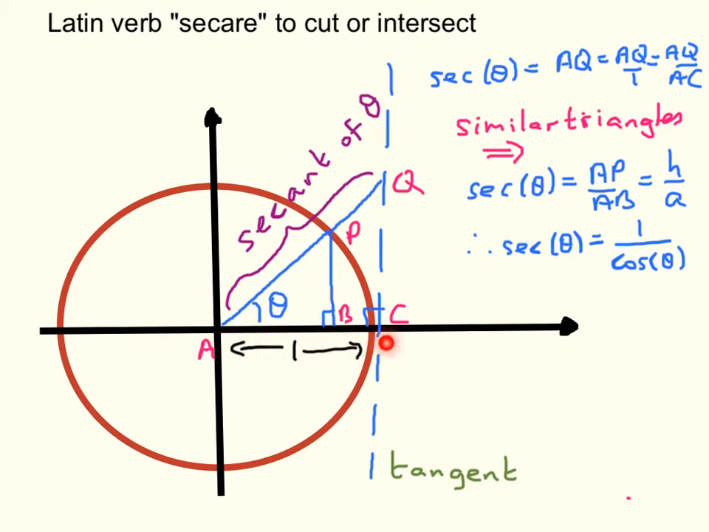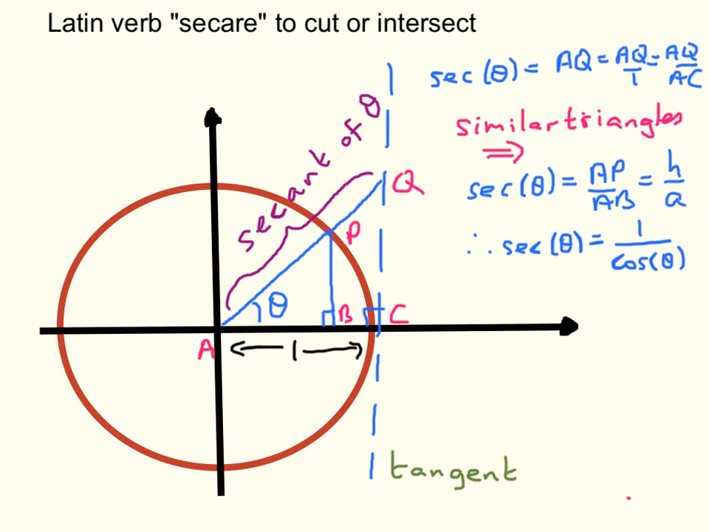So the radius of the circle, AC, is 1, and the secant is this length, AQ. So sec theta is AQ, that is AQ over 1, and by looking at the similar triangles, AQ over 1 is the same as this length over this length. So it is the hypotenuse divided by the adjacent. And the way I've drawn it here, this hypotenuse would be 1, but generally this idea leads to saying that the secant function is the hypotenuse over the adjacent.